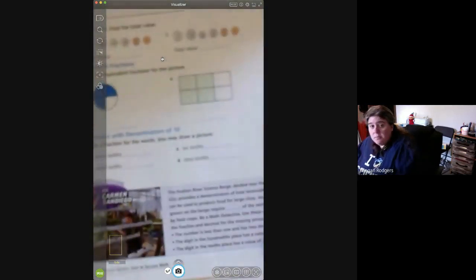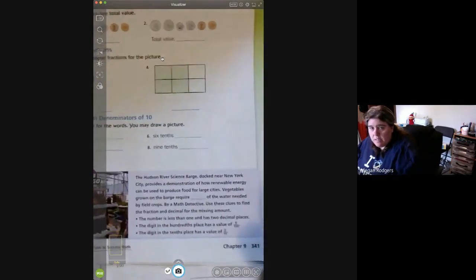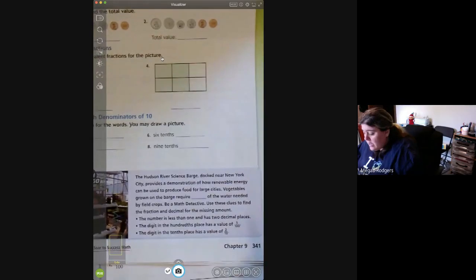Now, this last question down here says the Hudson River, let's see if I can get it where you can see it. The Hudson River Science Barge, docked near New York City, provides a demonstration of how renewable energy can be used to produce food for large cities. Vegetables grown on the barge require blank of the water needed by field crops. Be a math detective. Use these clues to find the fraction and decimal for the missing amount.